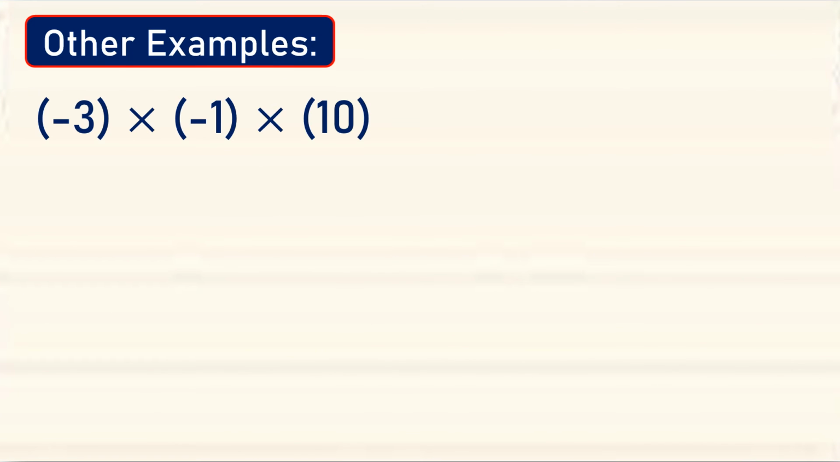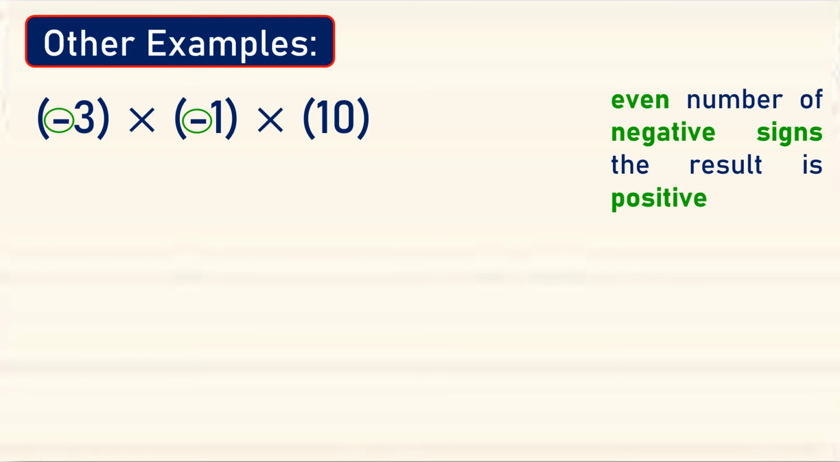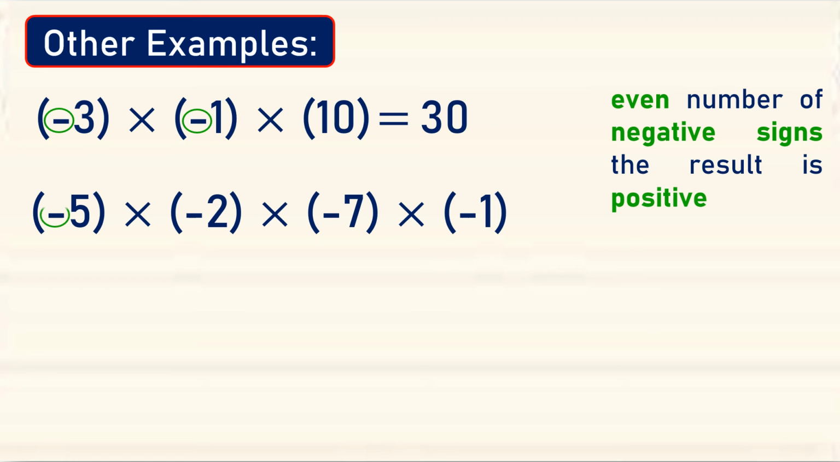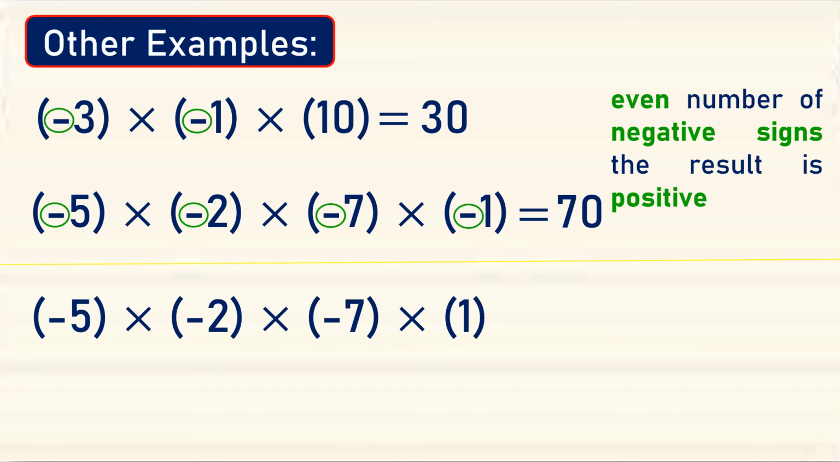Now let us have other examples. If we have negative 3 times negative 1 times 10, count the negative signs. There are 2. So if there is an even number of negative signs, the result is positive. So this one is positive 30. And if we have 1, 2, 3, 4, so even number of negative signs, so just multiply 5 times 2 times 7 times 1, which is equal to 70. And it is positive 70 because there is an even number of negative signs.